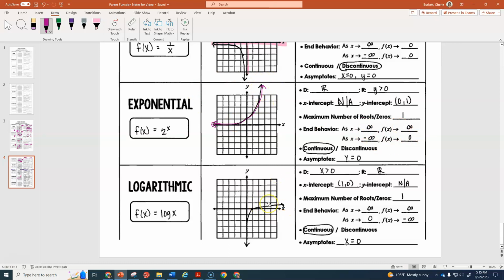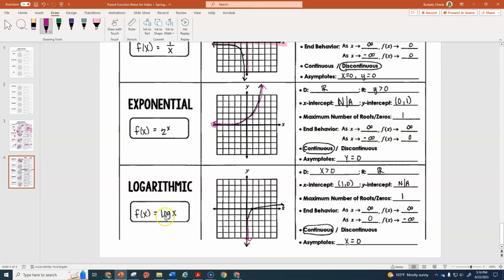Same thing is happening down here on the log function. You can't really tell, but this log function continues to go along the y-axis right there. It just hugs the y-axis. If you zoomed in right there, and we will, it'd be getting really, really close to the y-axis. It would just never touch it.